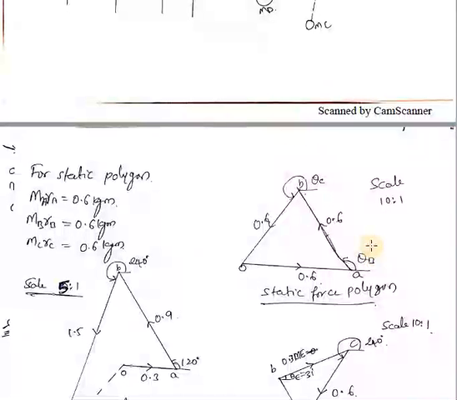Then with the help of your compass, take 0.6 as radius, with A as the center point, draw an arc. Then again 0.6 as radius, with O as the center point, draw an arc. Wherever those two arcs intersect, that point is going to be your B. And you will get the angle with respect to A for mass B, that is theta B, and theta C you will get.